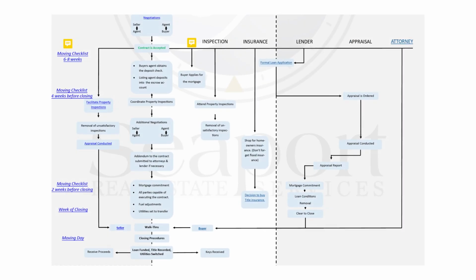So as soon as the contract is accepted, you're going to submit it to the paralegal and attorney as well as the lender so you can get started with the loan approval process. Now, from there, once the loan officer has that contract in hand, they're going to be responsible for ordering the appraisal. The appraisal is going to be conducted about a week or so after it's ordered, and the appraiser is going to schedule a showing of the property with the listing agent.